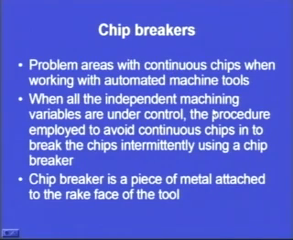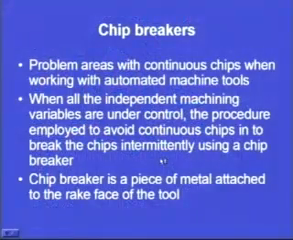When all the independent machining variables are under control, speed, feed, depth of cut and all these parameters, the procedure employed to avoid continuous chips is to break the chips intermittently using a chip breaker. The chip breaker, as I have already told, is a piece of metal that is attached to the rake face of the tool.